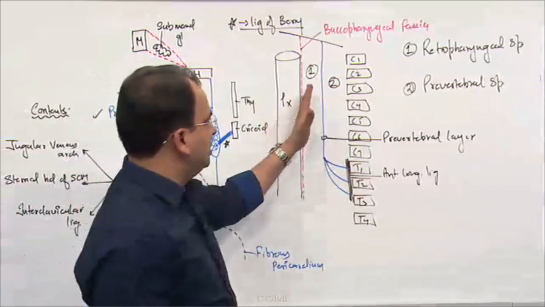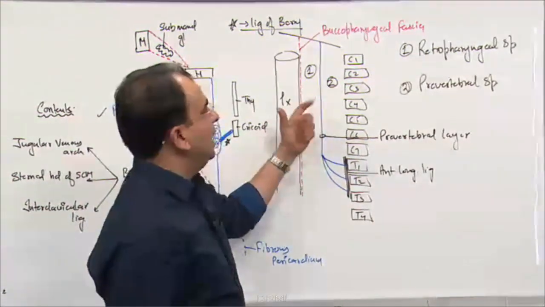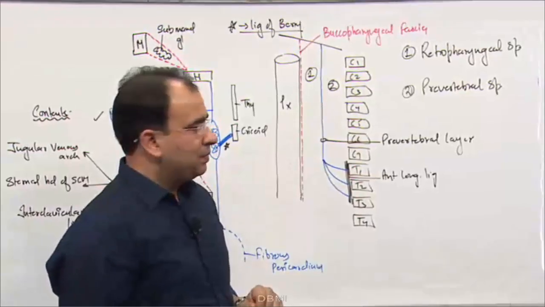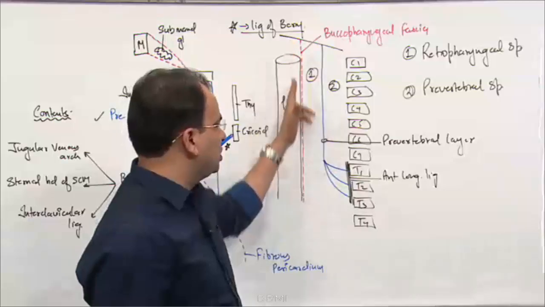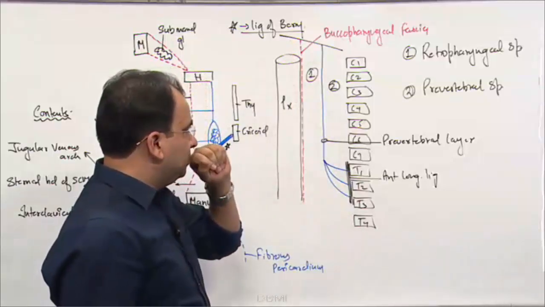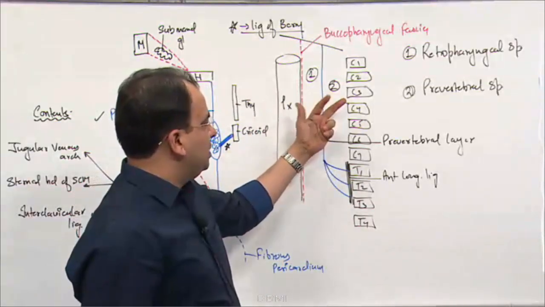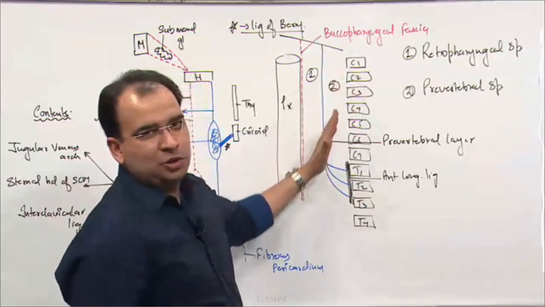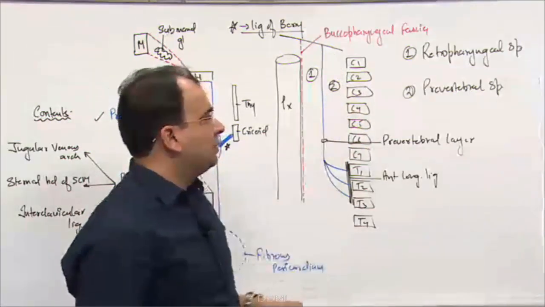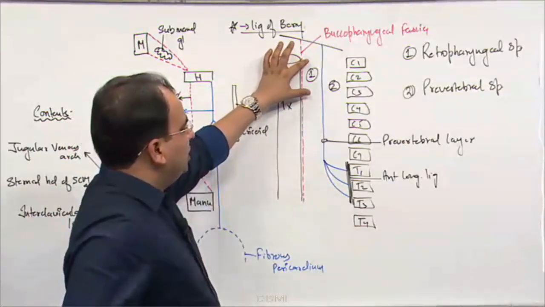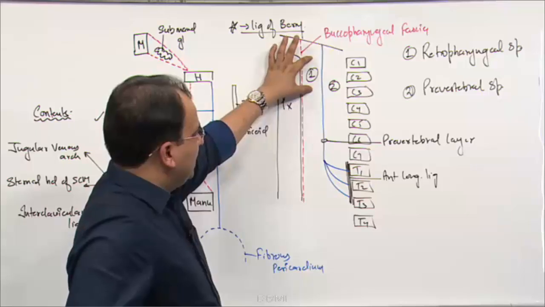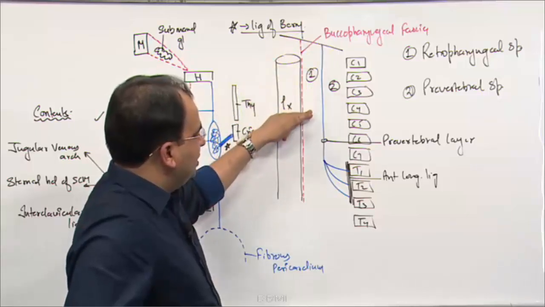So this is the retropharyngeal space, the space between the buccopharyngeal and the prevertebral fascia, or you can say between the LR fascia and the prevertebral fascia. There is another extension which goes till T4, and between the prevertebral fascia and the anterior longitudinal ligament of the vertebrae, this is the prevertebral space.